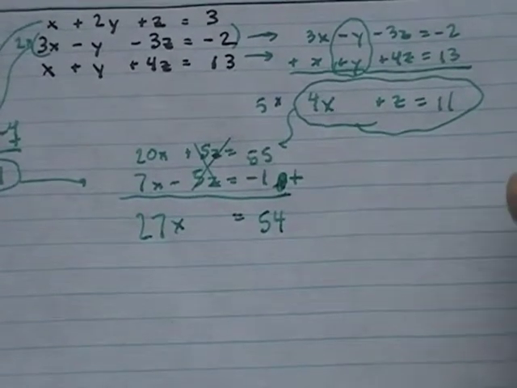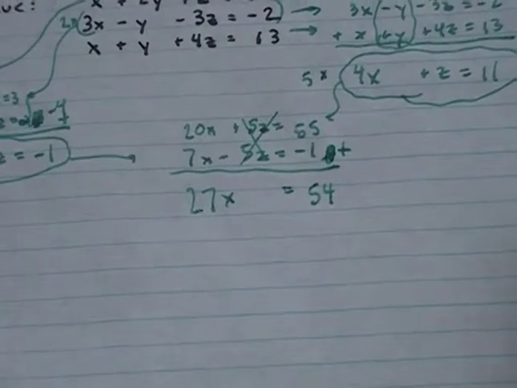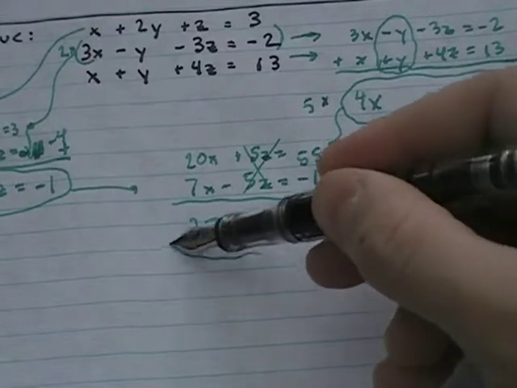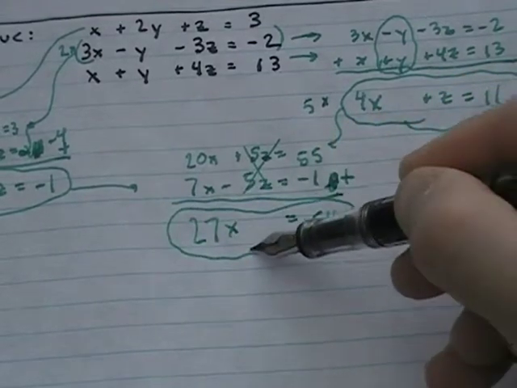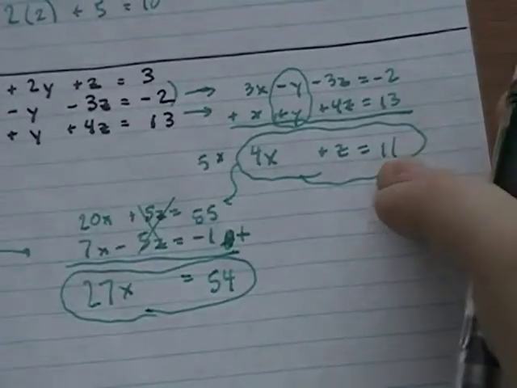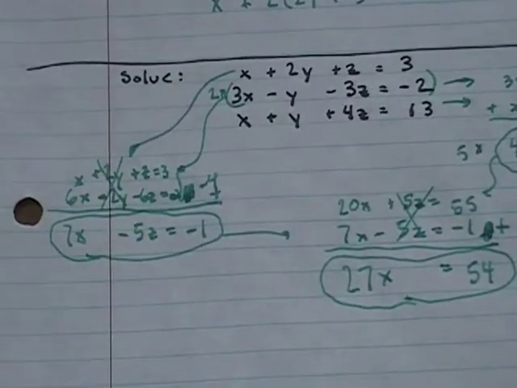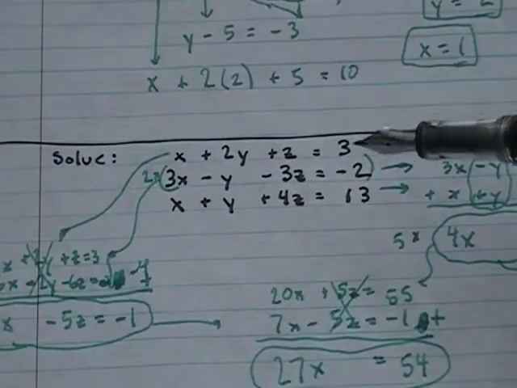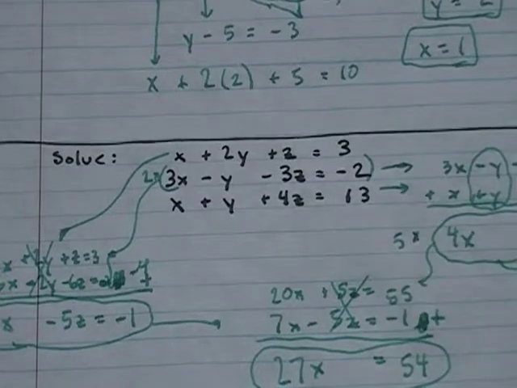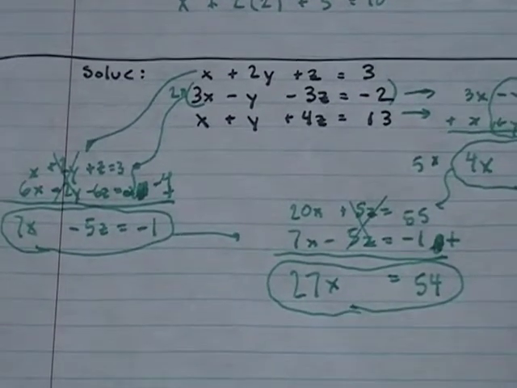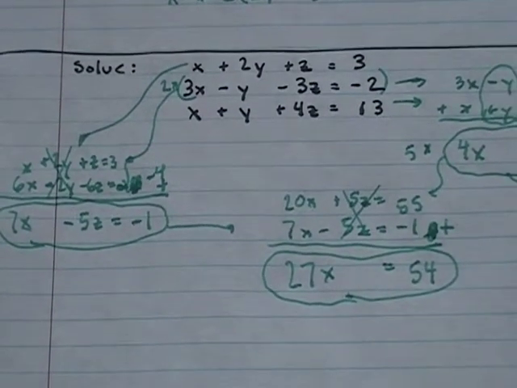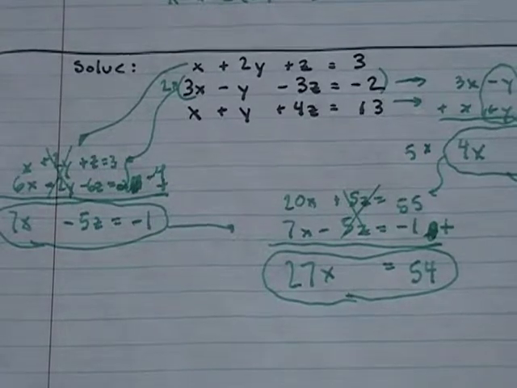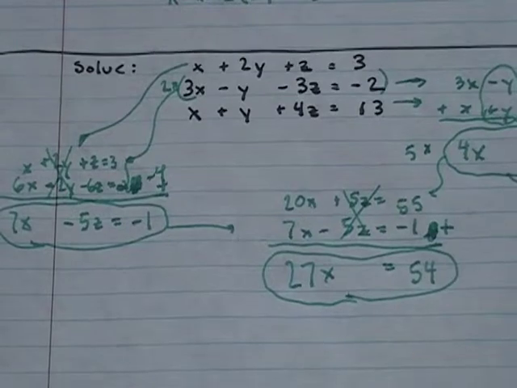Okay? So now here's what I have. I have an equation with one variable. I have two equations with two variables. And I have three equations with three variables. Any combination of these that has one equation with one variable, one equation with two variables, and one equation with three variables will give me my solution.